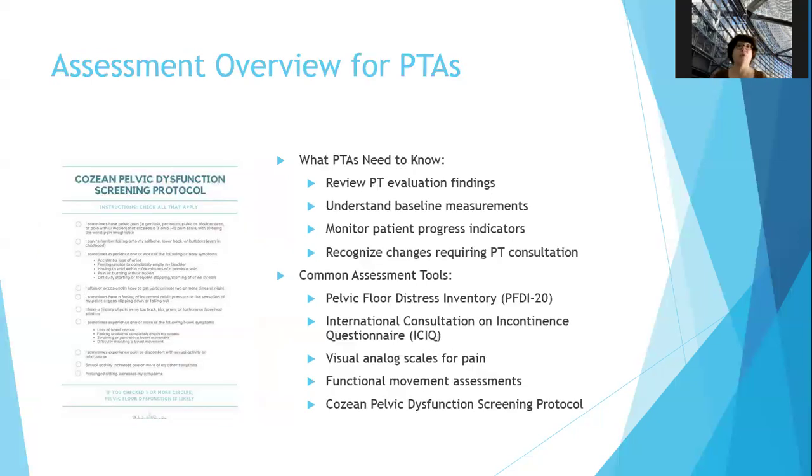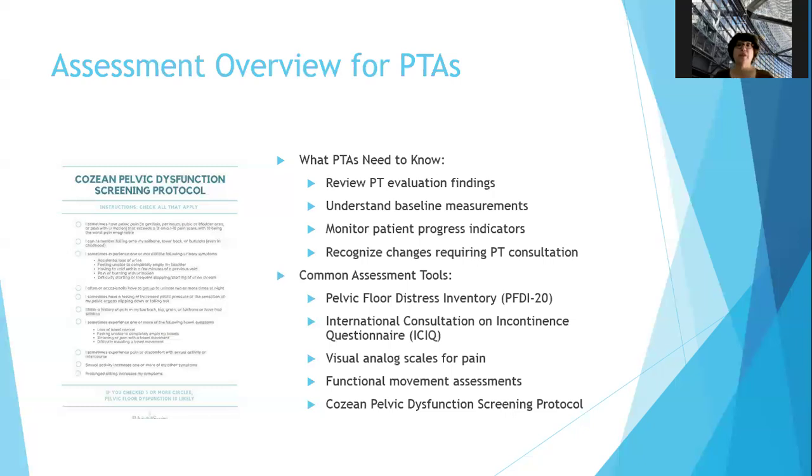For PTAs, what we need to do is review the PT evaluation findings. We need to understand what the baseline measurements mean. We need to be able to monitor patient progress indicators. What are we looking at to know if the person's improving? And we need to recognize changes requiring PT consultation.